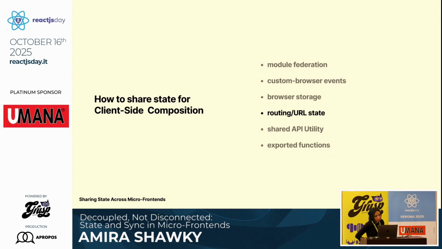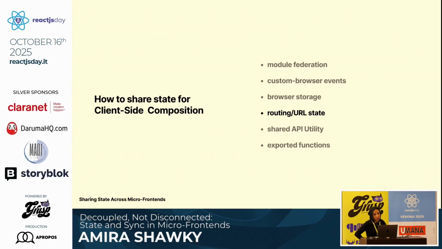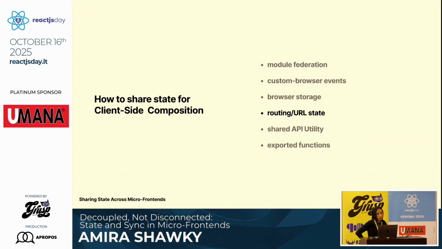And we also have routing and URL, whether it's path params, query params, or a hash. The URL is a universal contract and the most basic form of sharing parts of the state. So make sure not to share any sensitive data unless it's encrypted.